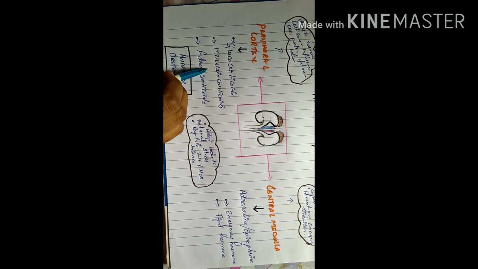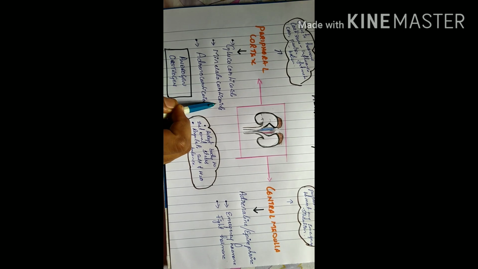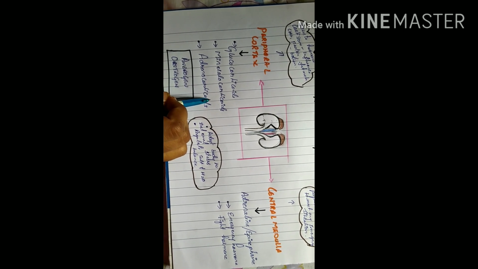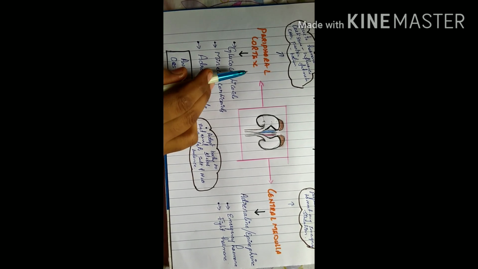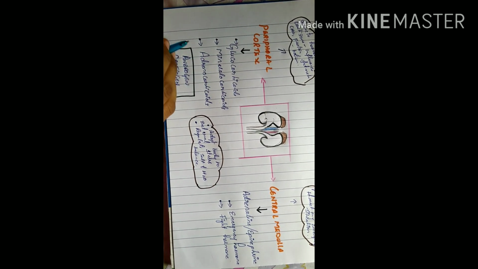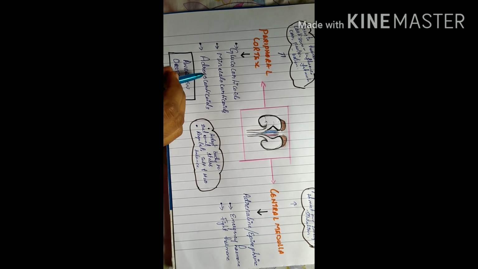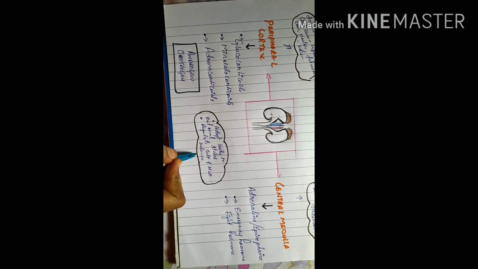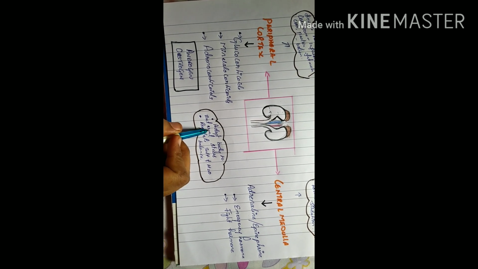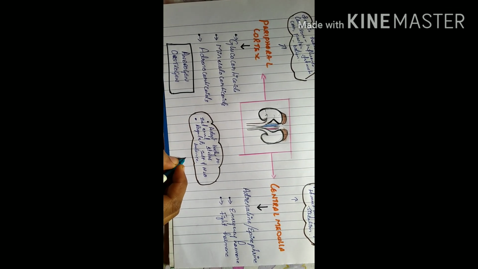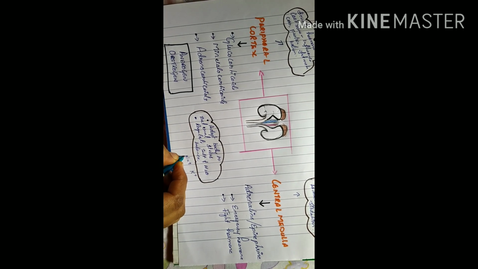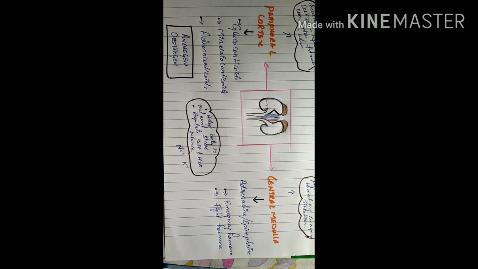The next one is mineralocorticoid. This is a major hormone secreted by the adrenal cortex. It regulates the salt and water balance in our body and helps to maintain sodium and potassium levels in our body. I hope you people are able to see properly.